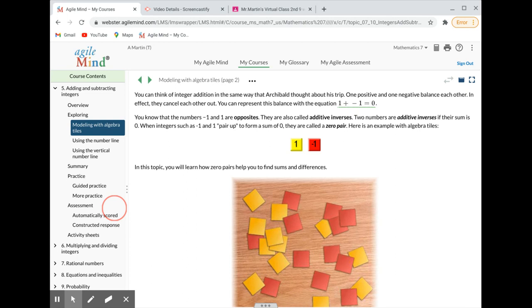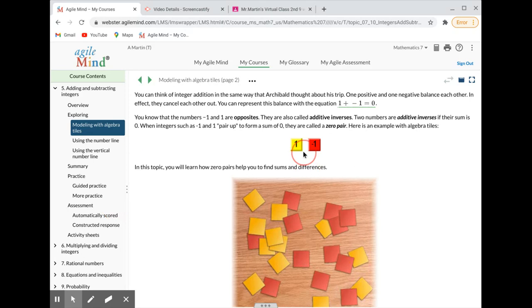You can think of integer addition in the same way that Archibald thought about his trip. One positive and one negative balance each other. In effect, they cancel each other out. You can represent this balance with the equation 1 plus negative 1 equals 0. You know that numbers negative 1 and 1 are opposites. They're also called additive inverses. Two numbers are additive inverses if their sum is 0. When integers such as negative 1 and 1 pair up to form a sum of 0, they are called zero pairs. Here's an example with tiles.